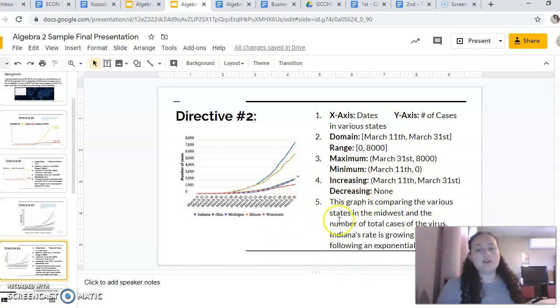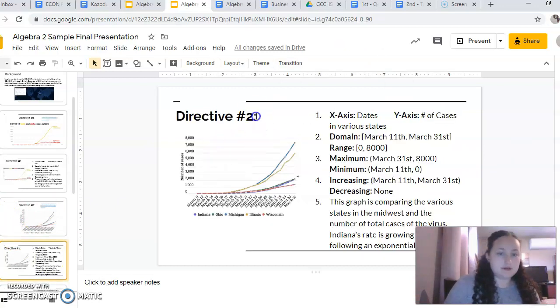Again, I'm doing another statement summary. Okay, this graph is comparing the various states in the Midwest and the number of total cases of the virus. Indiana's rate is growing the fastest, following an exponential model. Okay, give me that nice summary sentence. If you need help with any of this, please reach out.